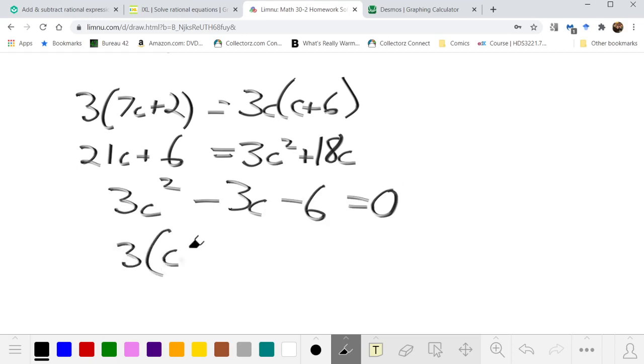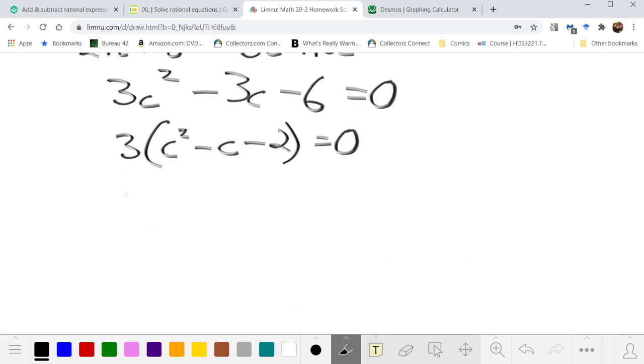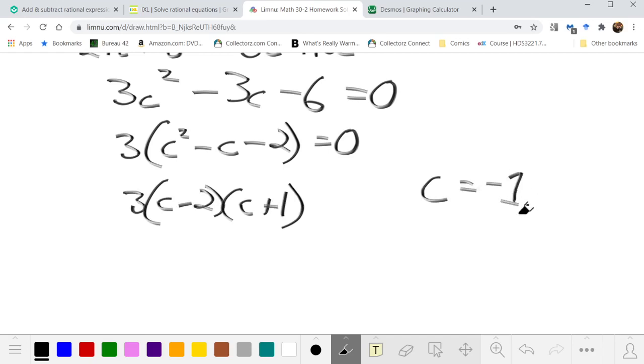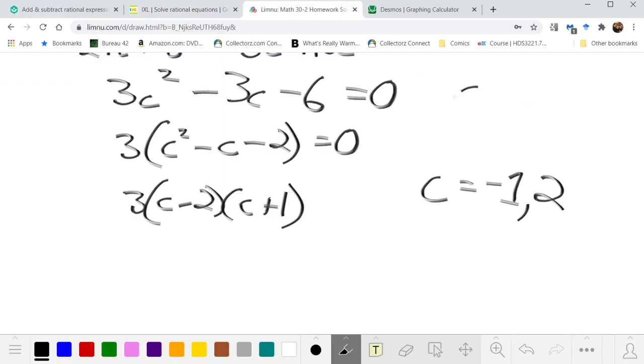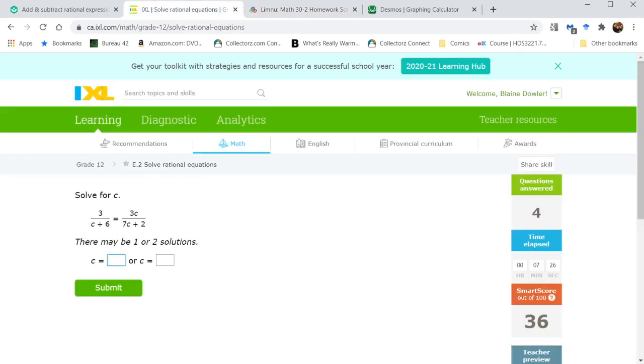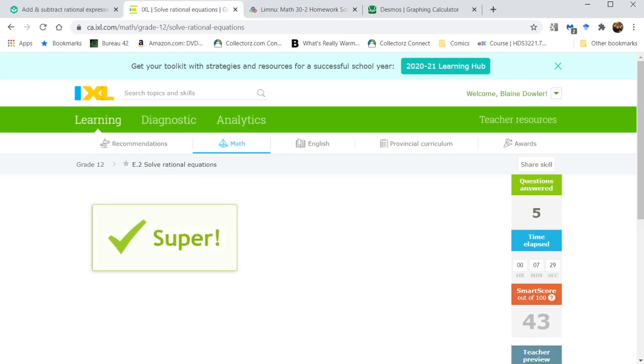Pull out a common factor of 3. We have a c squared minus c minus 2. So this will factor as 3 times c minus 2, c plus 1. So the values of c we have are negative 1 and a positive 2, provided neither of these would make our denominator 0. Our non-permissible values are negative 6 and negative 2 over 7, so it's all good. Negative 1 and 2 are our two solutions.